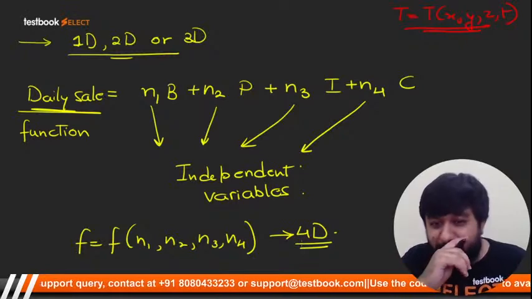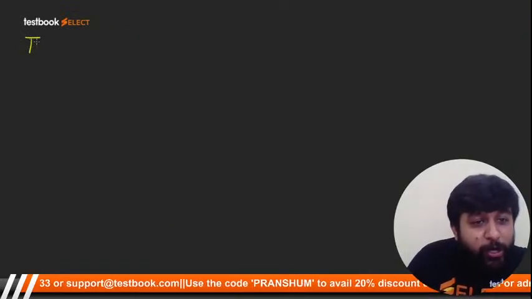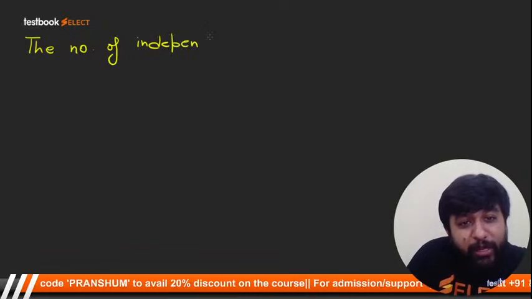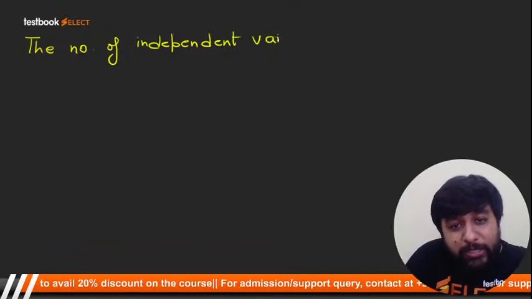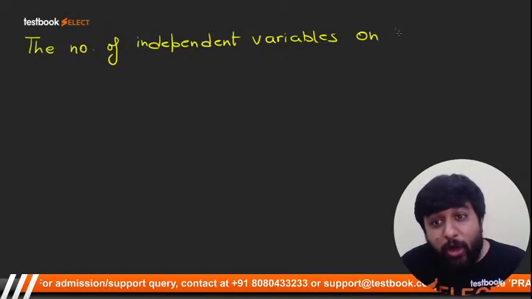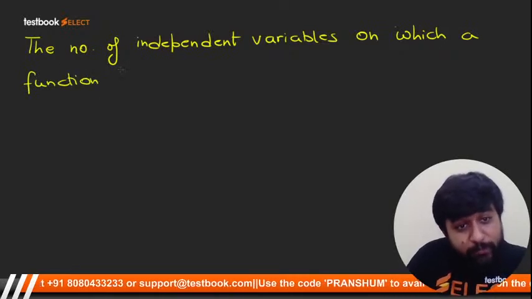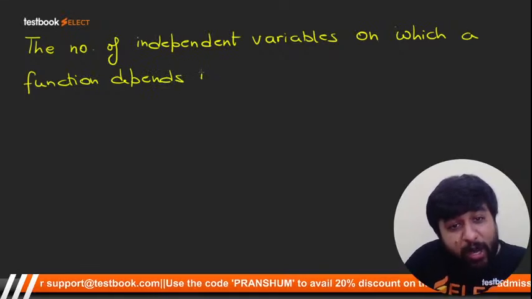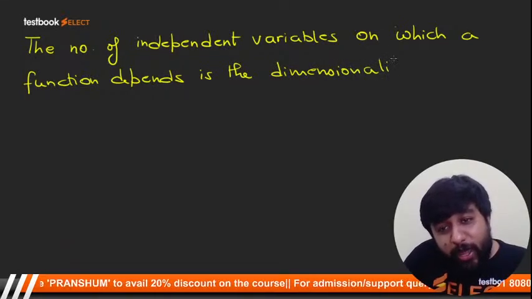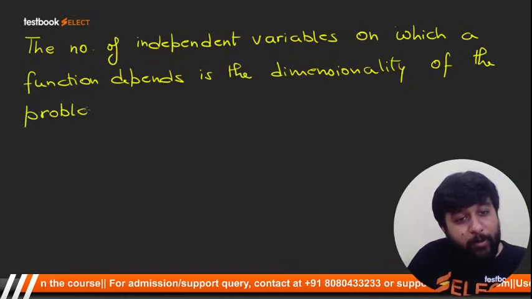Okay? Now this is the mathematical definition. So let's write it down once, it would be good. The number of independent variables on which the function depends is the dimensionality of the problem. Okay? Now guys, please note, first write it down, then we note the dimensionality of the problem. Okay, note it down.